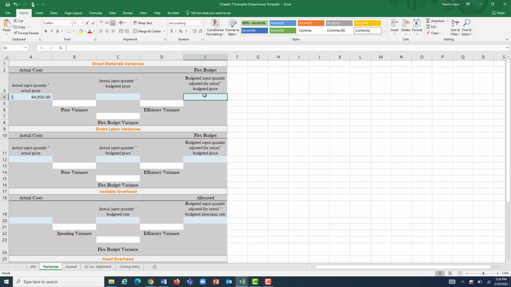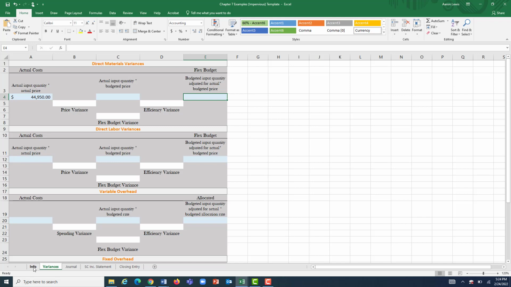I'm going to go over and do the flex budget right now. And the flex budget is what should have been. What should have happened if we made the actual amount of units that we did, but we used the amount of material for each one of those units that we had proposed in our static budget, and we paid the price per pound of material that we had proposed in our static budget.